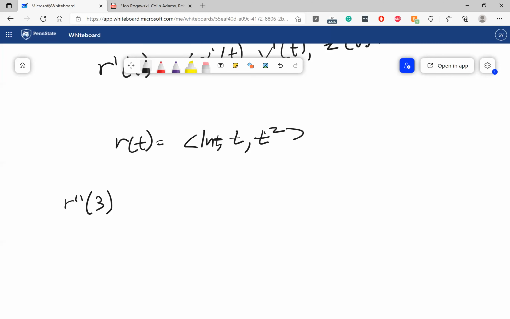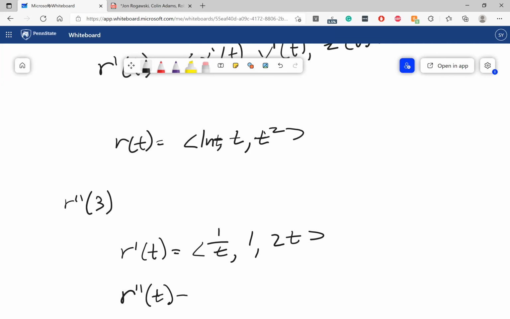So the first derivative, r prime of t, is going to be 1 over t, 1, and 2t. And then the second derivative is going to be t times the derivative of 1, which is 0, minus 1 times the derivative of t, which is 1, over t squared, then 0 and 2.